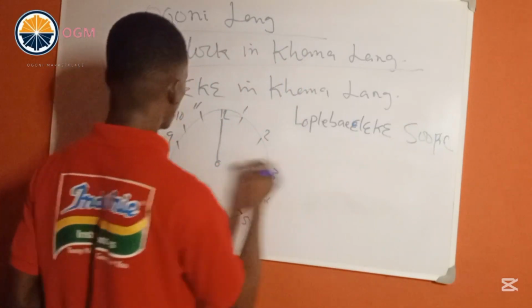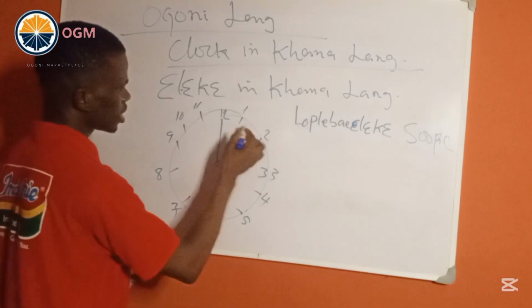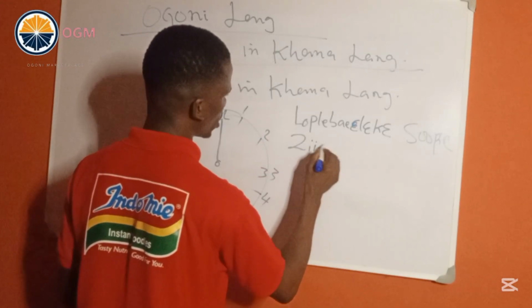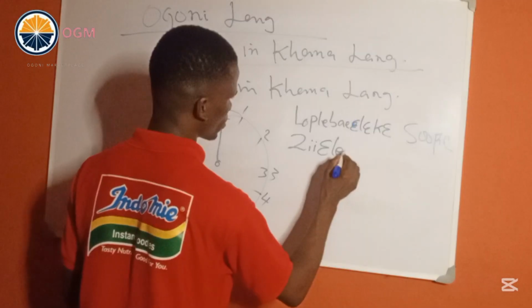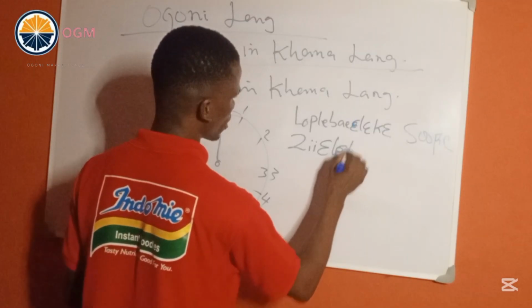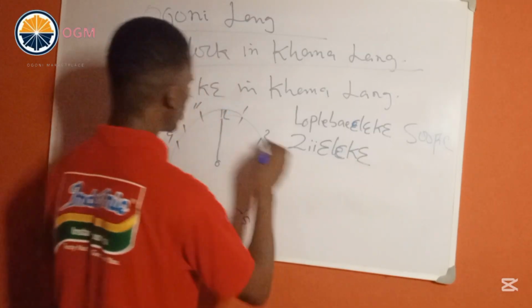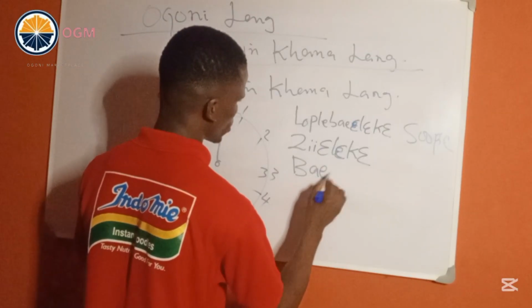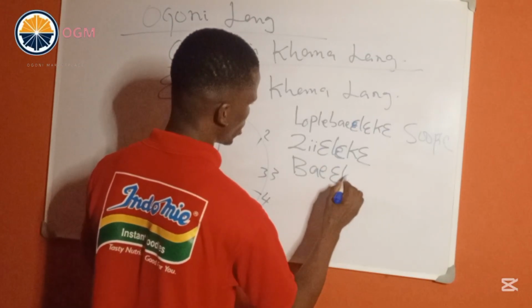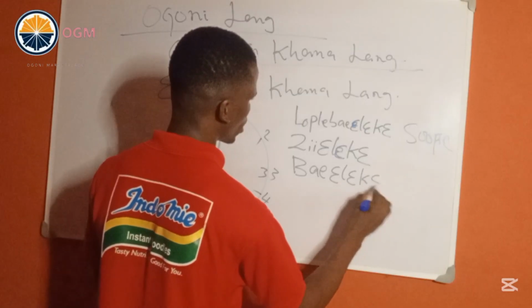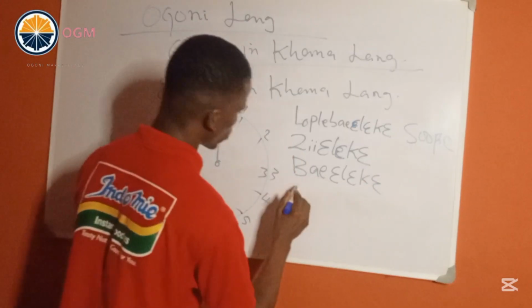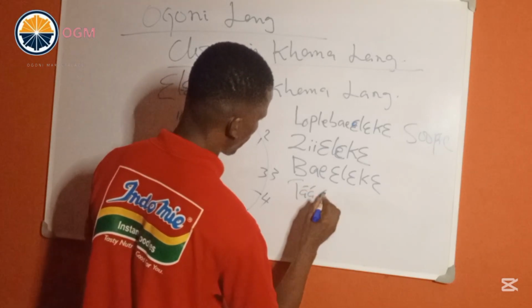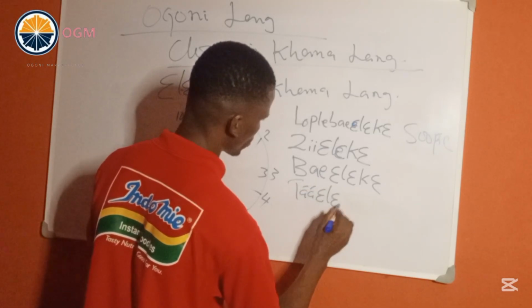So if it is 1 o'clock, it is called zin eleke. If it is 2 o'clock, it's called ba eleke. If it is 3 o'clock, it's called ta eleke.